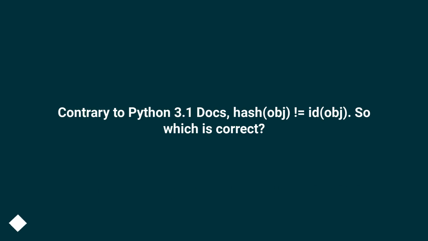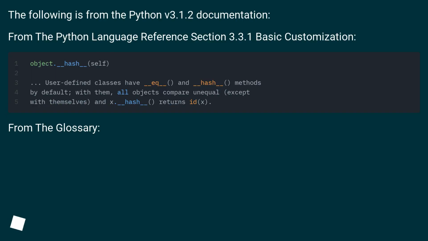Contrary to Python 3.1 docs, hash obj not equal it obj. So which is correct? The following is from the Python v3.1.2 documentation. From the Python Language Reference Section 3.3.1 Basic Customization.